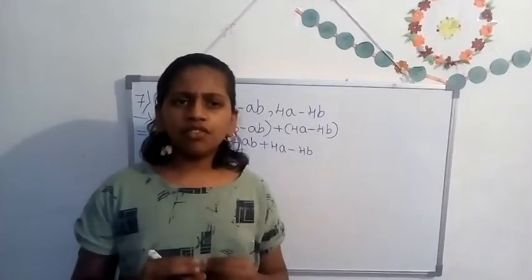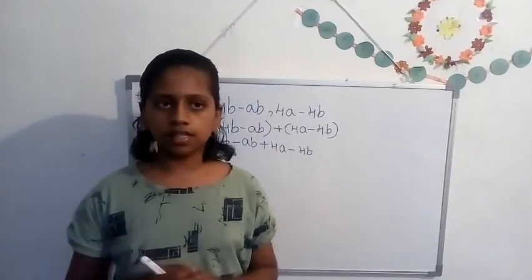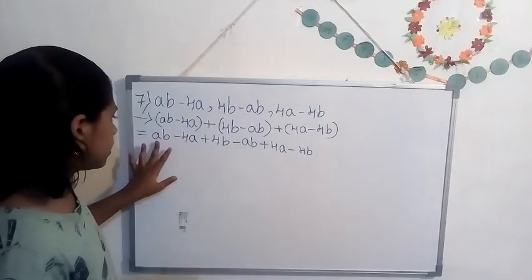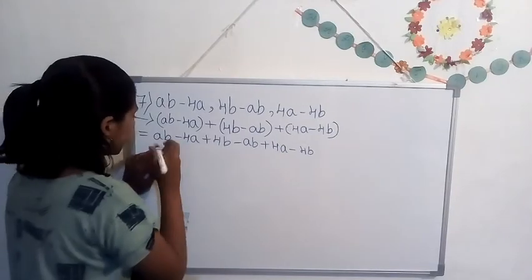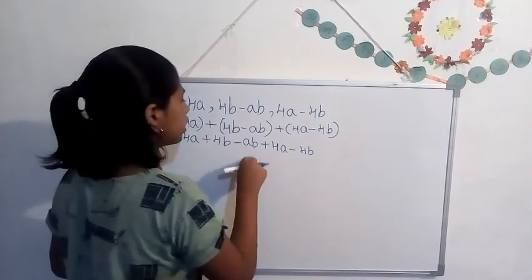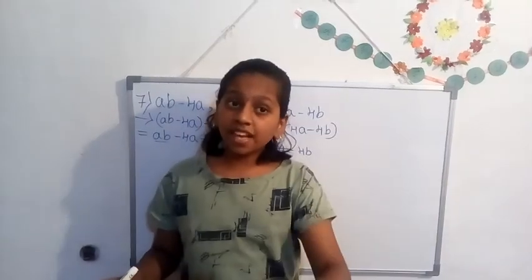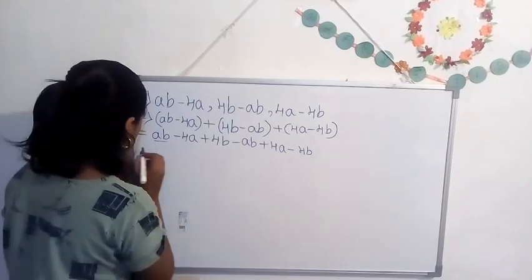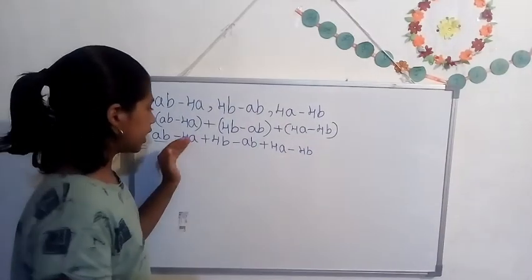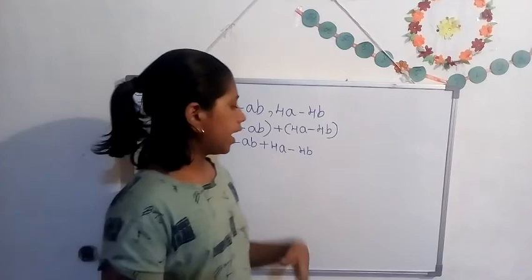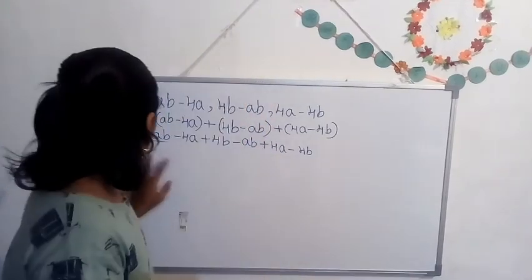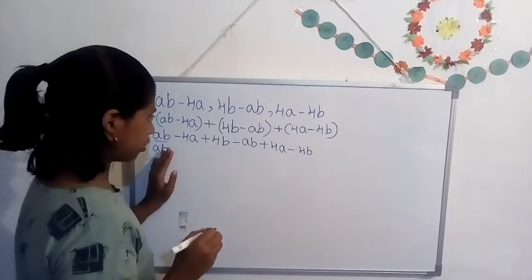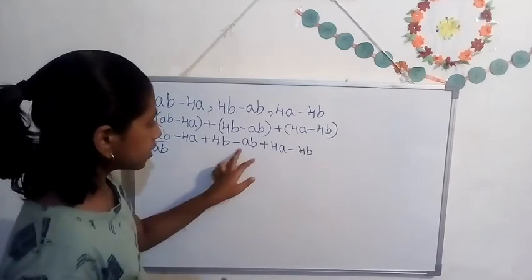The variable which is common in the terms is called like terms. So here a variable AB is there, and we should write continuously the terms containing the same variable. So I am going to take AB first. If you want, you can take 4A or 4B, etc. So I am going to take AB. Here AB is there. AB I am going to write, and any other term containing AB is minus AB.